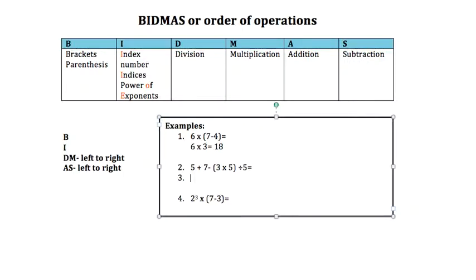Now I'm going to rewrite the sum underneath. So I've got 5 plus 7 take away, well, 3 times 5 is 15. And then I've got my divided by 5 here. Okay, so now my sum is looking a little bit smaller and a little bit easier to manage. So now I know, okay, I have to do my division section now.